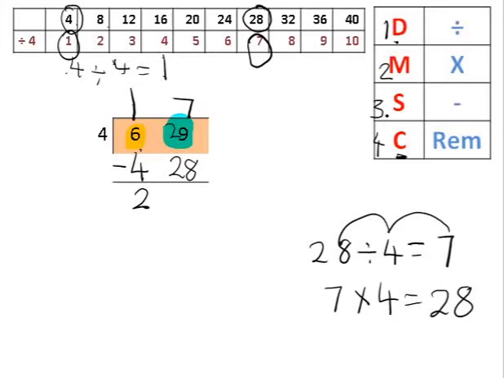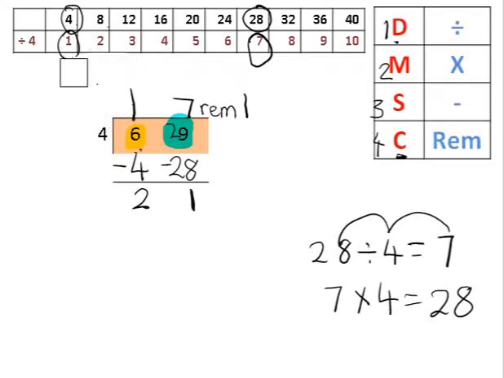What is the next step? Step 3, which is subtract. What is 29 minus 28? 1. 1 means there is a remainder. What do we do with the remainder? Step 4, carry it. Now, if there's no more digits to divide, we need to carry the 1 straight up to the main answer, which is 17, and place the remainder 1 next to the 17. And now my answer is 17 remainder 1.